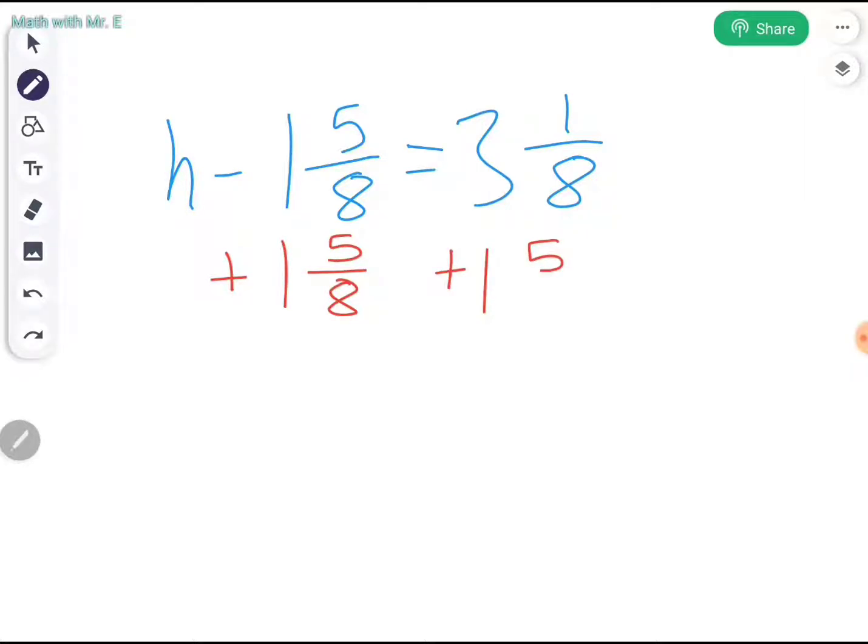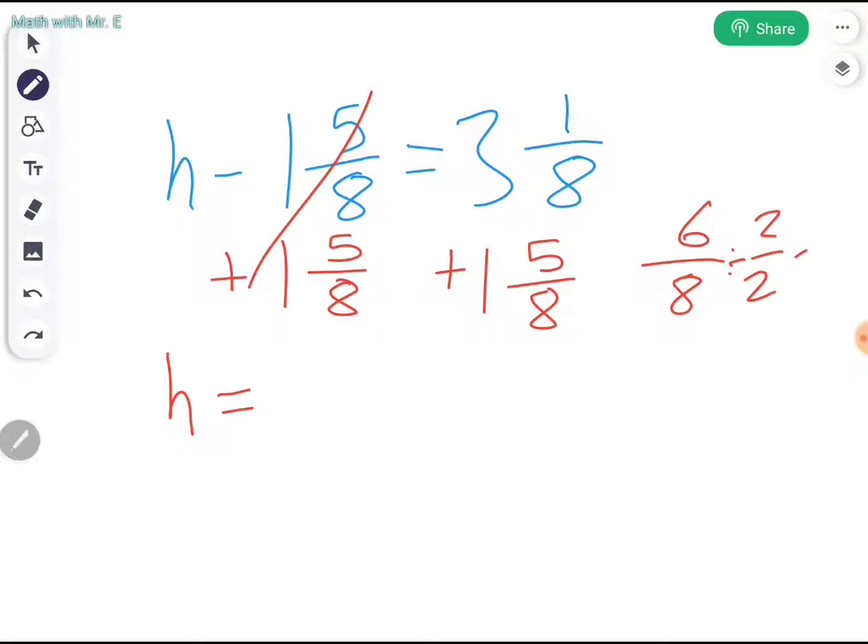This one is going to cancel out and we'll be left with just h. So on the other side, we've got 3 1/8 plus 1 5/8. 1/8 plus 5/8 equals 6/8. Okay, so it's 6/8, and we can divide those both by 2, which will give us 3/4. And then 3 plus 1 is 4, so h equals 4 3/4. So that's how we can solve our addition and subtraction equations with fractions.